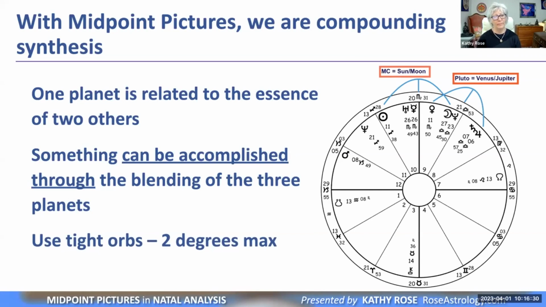But when you form midpoint pictures, I highly recommend you keep your orbs at 2-degree max, meaning first, you find the midpoint between 2 planets. And then if there is a planet or an angle occupying that same place as the midpoint, keep it at 2 degrees max from the midpoint itself.